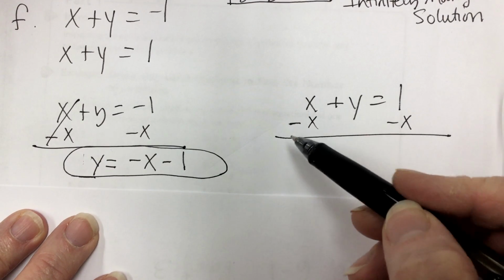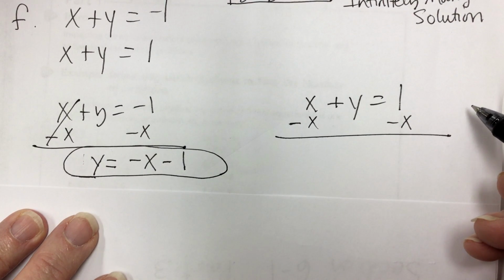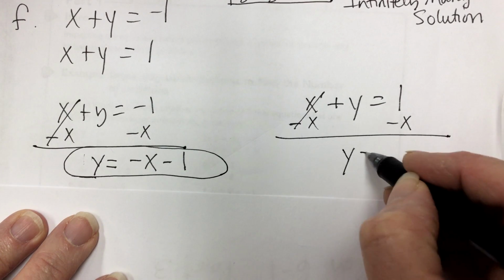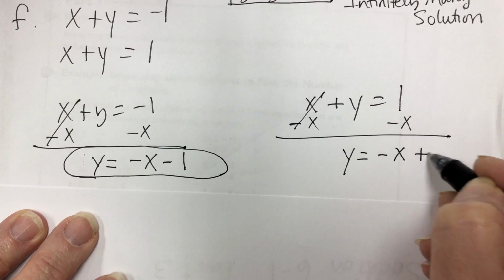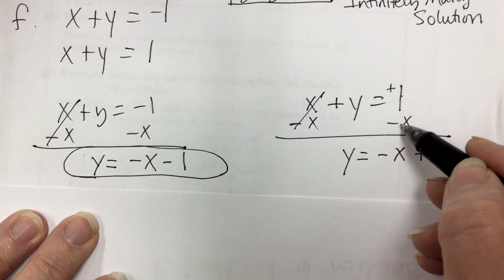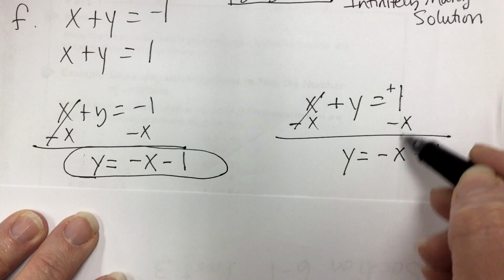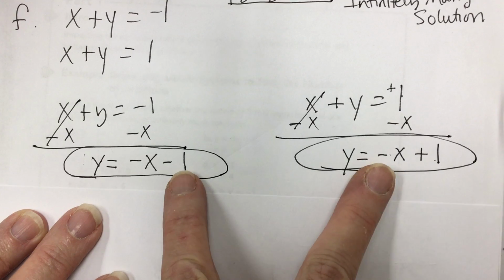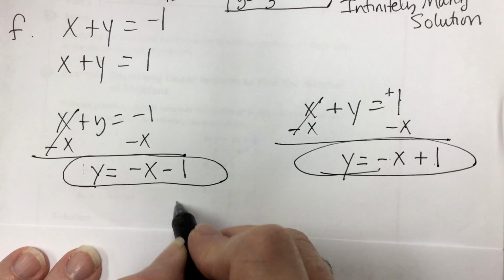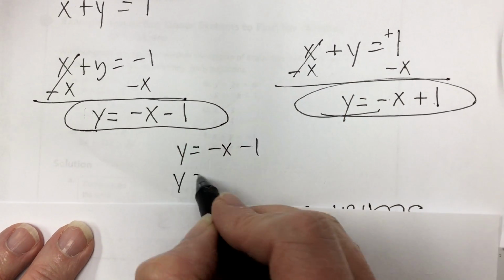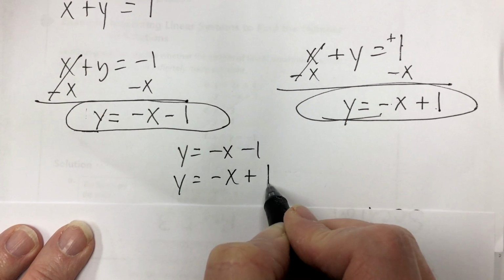Remember, what you do to one side of the equation, you must do to the other. The x's cancel. You end up with y equals negative x plus 1. This is a positive 1 in front, so I have to have the negative come with the x. Negative x plus 1. So comparing these two lines, I have y equals negative x minus 1, and I have y equals negative x plus 1.